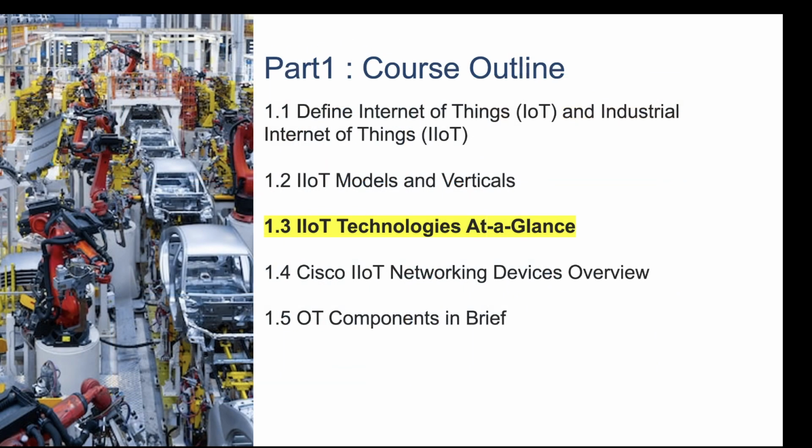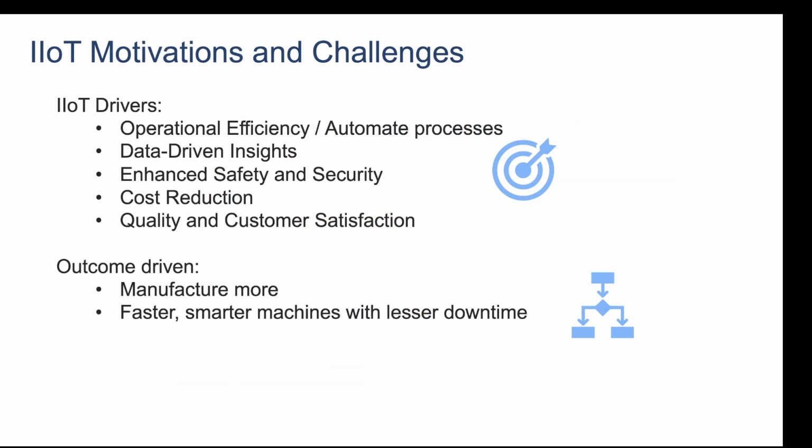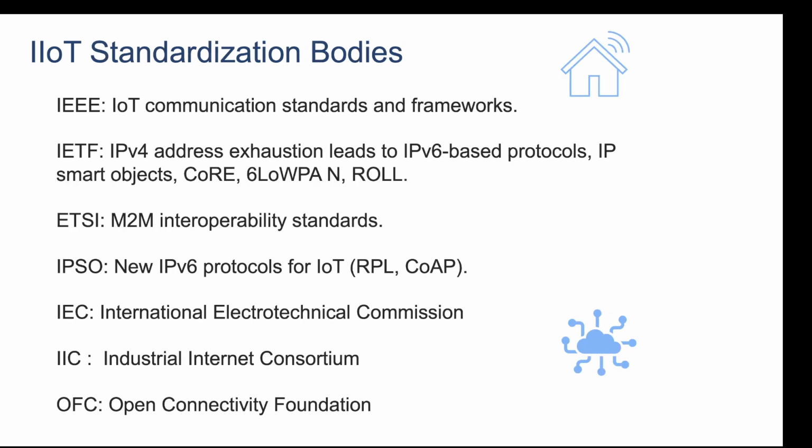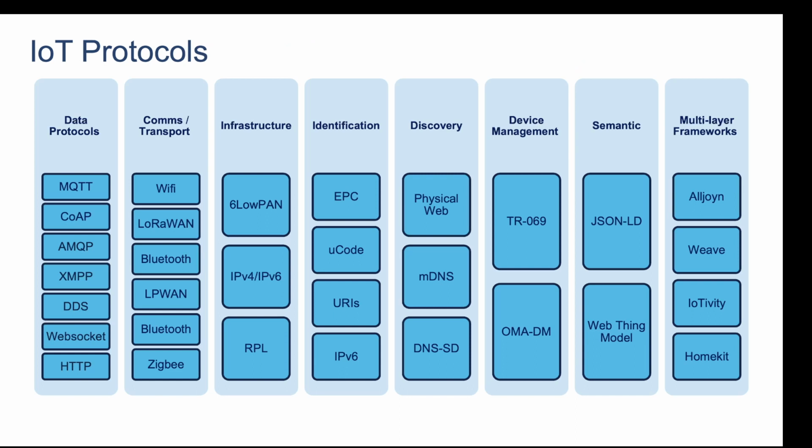Let's move down to IoT technologies. There are a set of motivations and challenges with industrial IoT adoption. The primary use cases could be operational efficiencies, data driven insight, enhanced safety, cost reduction, quality, and the outcome could be manufacturing more, faster machines, and lesser downtime. There are various standardization bodies like IEEE, IETF, ETSI, which are playing a very important role for IoT as well as on the IT segment also.